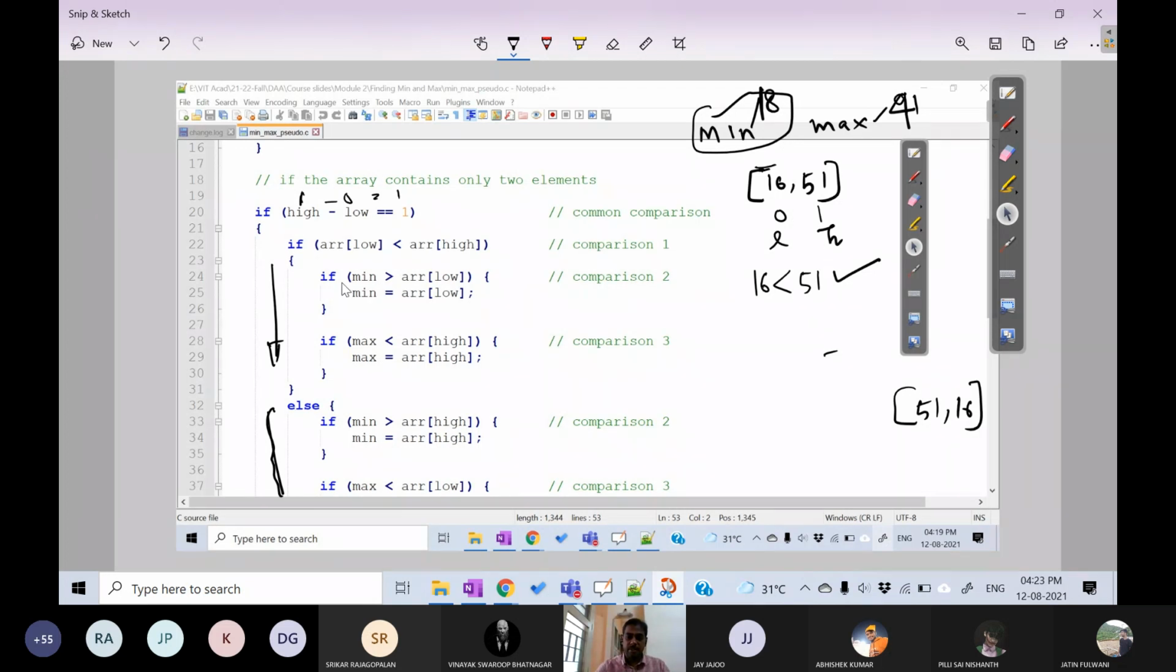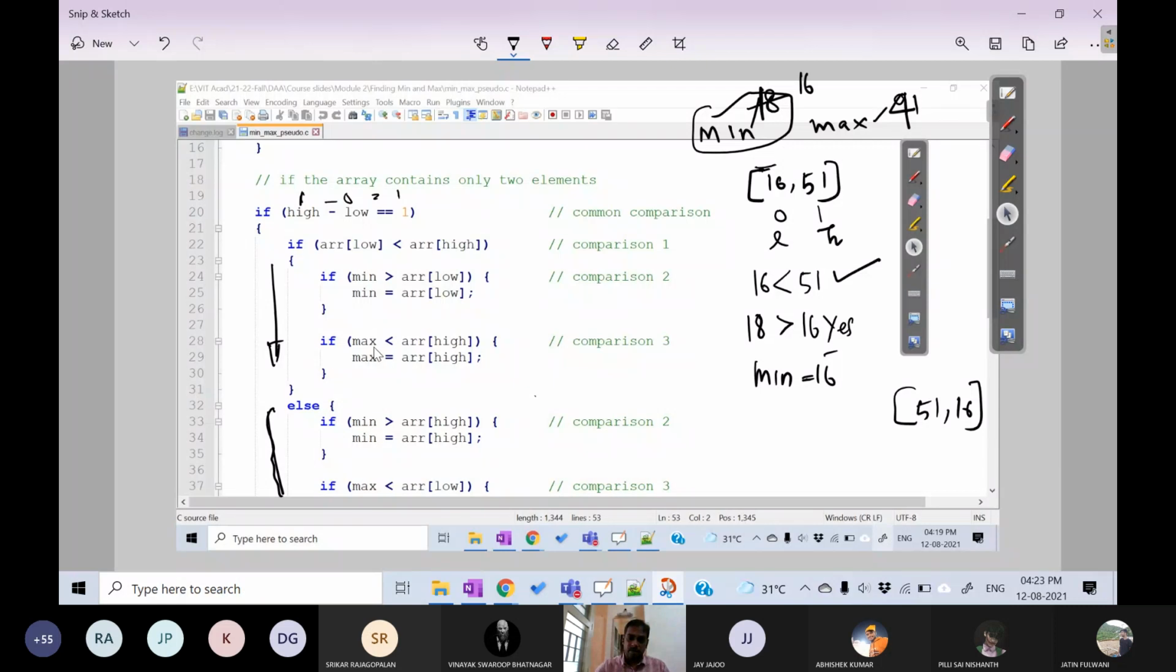So line number 24 will be taken. What is happening? If minimum, what is minimum? Current minimum is 18. Is it greater than array of low? What is array of low? 16. Yes, this is true. In that case, minimum is equal to array of low. So the current minimum we are going to update. Array of low is equal to 16. So this will get updated to 16.